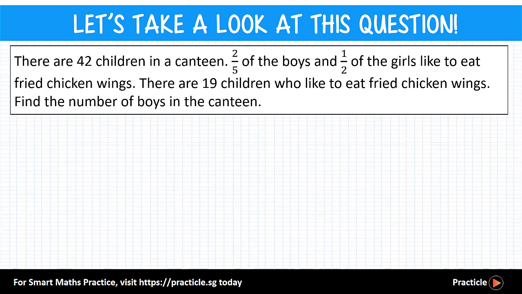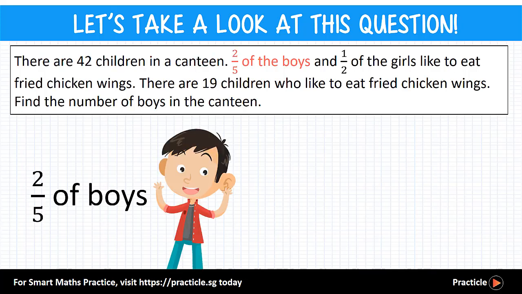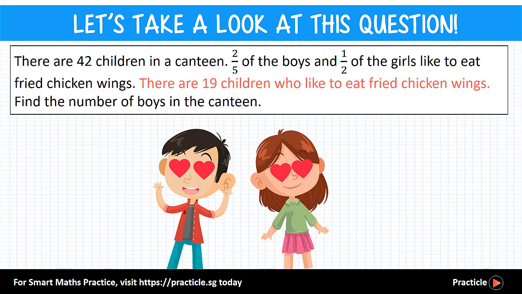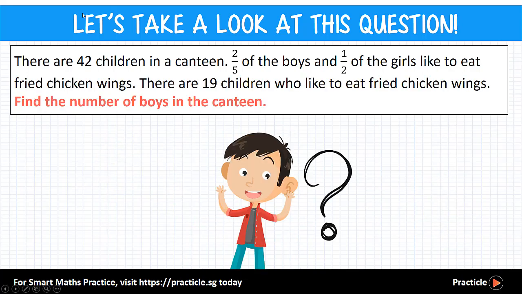This question is adapted from the 2018 CA1 Nanhua Math exam paper. So in this question, there are 42 children in a canteen. 2/5 of the boys and half of the girls like to eat fried chicken wings. Well, who doesn't, right? There are 19 children who like to eat fried chicken wings. And we are supposed to find the number of boys in the canteen. This question, my dear friends, is a classic example of a question that uses the simultaneous math concept.